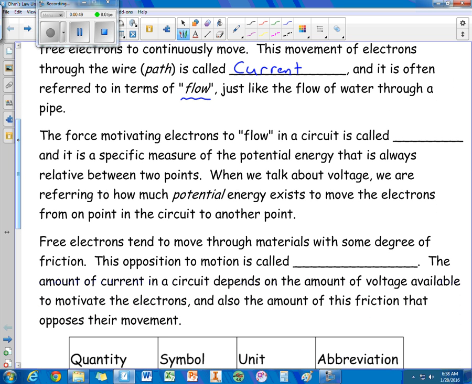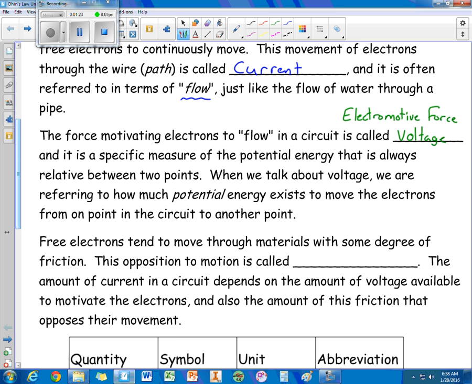The force that motivates electrons to flow through a circuit can go by two names. Commonly, it's called voltage, but sometimes it's called electromotive force. There is a difference between these two, and it's something we'll discuss when we talk about batteries later this year.